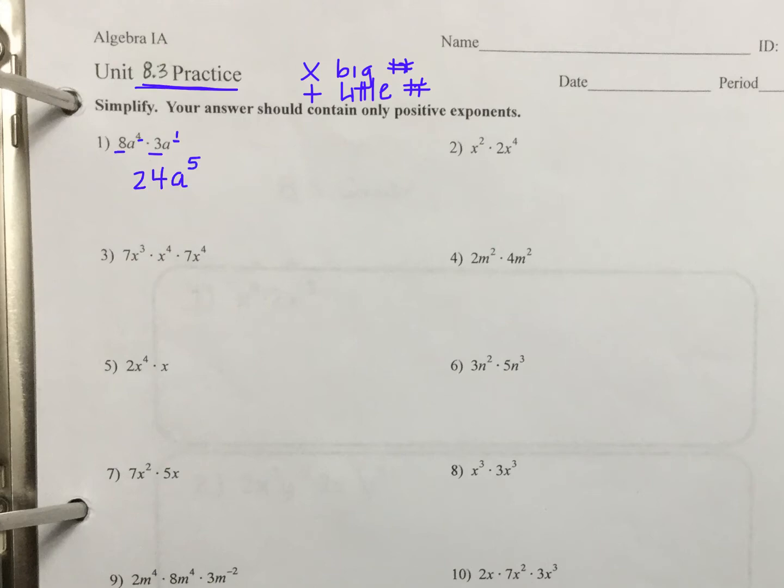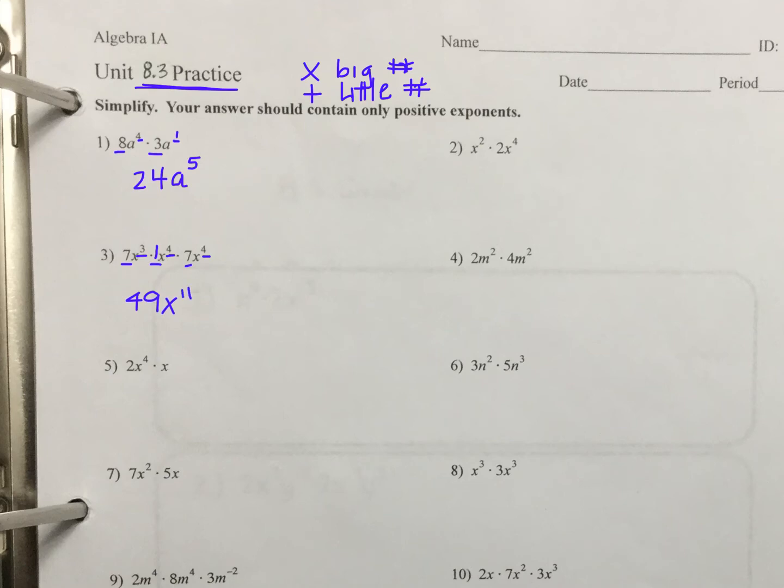All right. Let's do one more practice. I'm going to do number 3 for you. I'm going to put a 1 right in front of there. So I'm going to multiply 7 times 1 times 7. That makes 49. Going to copy my x down, and now I add 3 plus 4 plus 4. That makes 11. So that's your answer.